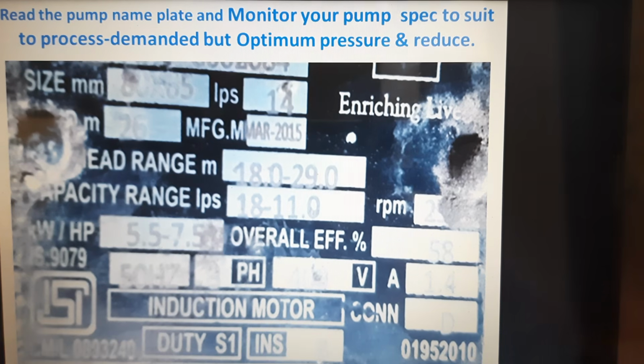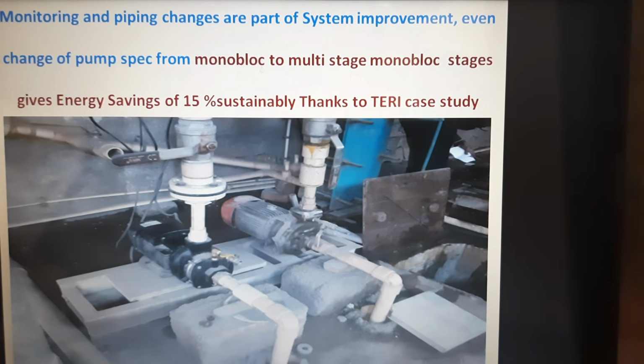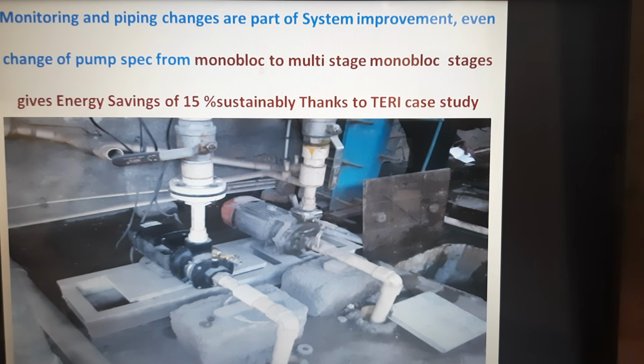You can see how this is optimized by replacing the internals, that is, only the pump is replaced. Instead of a single monoblock pump, a multi-stage monoblock pump has been installed, and straight away 15% savings is achieved sustainably, thanks to the TERI case study, especially on the foundries here. Many of the foundries have started using these multi-stage monoblock pumps, especially for furnace cooling and auxiliary cooling applications.